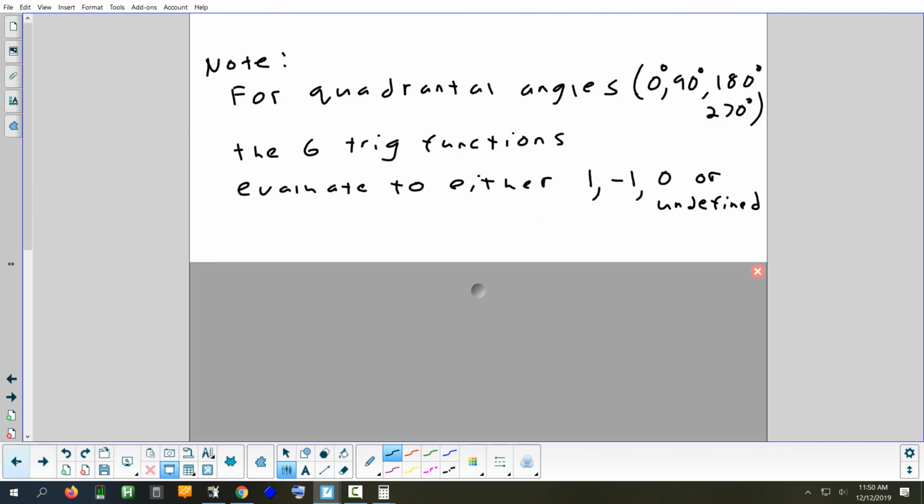Yeah, last thing. Remember for your quadrantal angles, those angles are special cases because they're on a quadrant. When you write the coordinate for a quadrantal angle, the coordinate is on an axis. So it always has what number in it? Always has a 0. 0 comma something or something comma 0. So that means if you find any of the 6 trig functions for those 4 angles, it'll always be one of those answers: 1, 0, -1, or undefined.